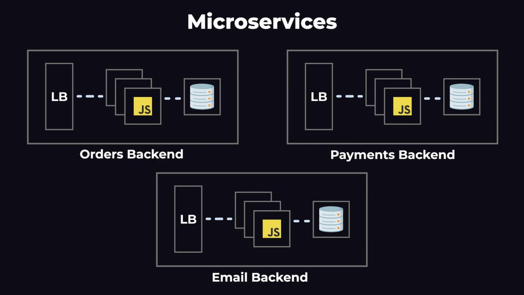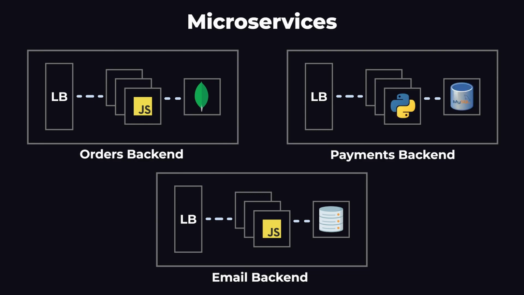So splitting up our backend into separate backends like this is called microservices, and it helps keep our code base smaller and more focused. Each microservice does not have to use the same programming language and database. One microservice can be using JavaScript and MongoDB, while another microservice can be using Python and MySQL.